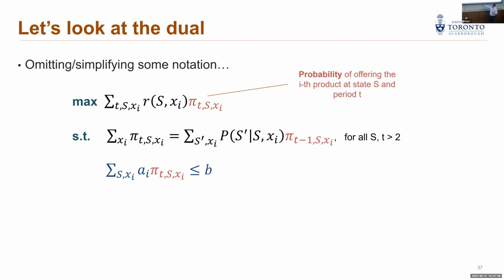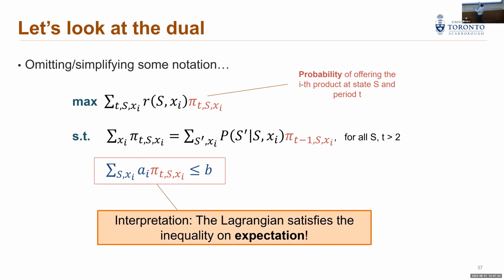It's an inequality, but these are probabilities. When you sum them over all the possible cases with a's, what does this give you? Well, this is an expectation. So this means that the constraints, the linking constraints, are being satisfied on expectation.